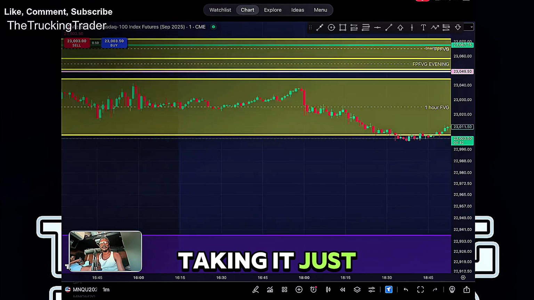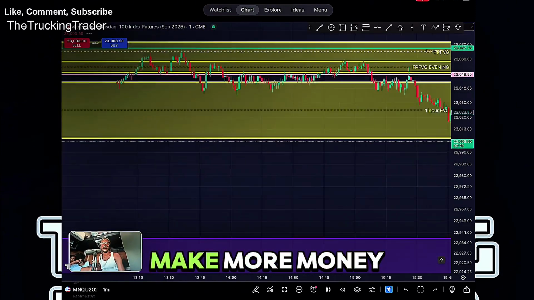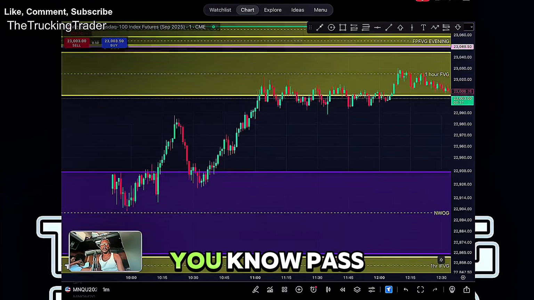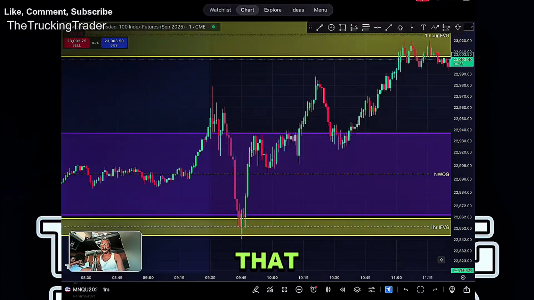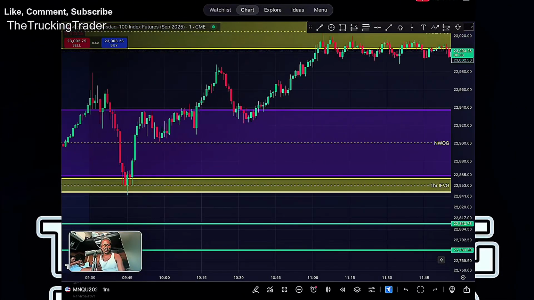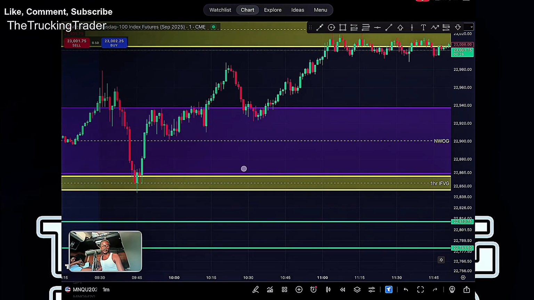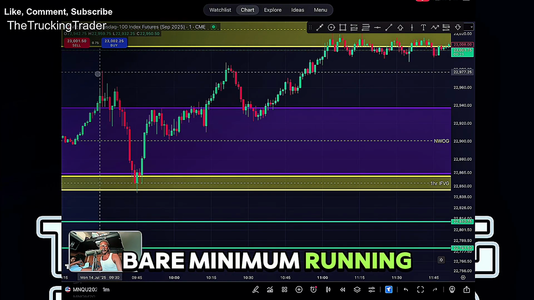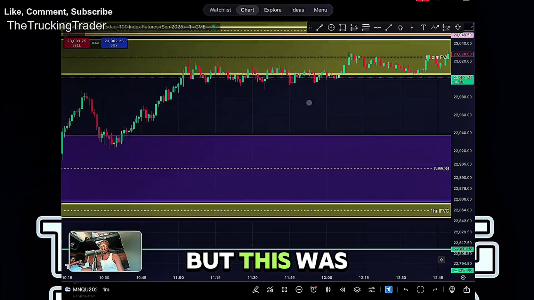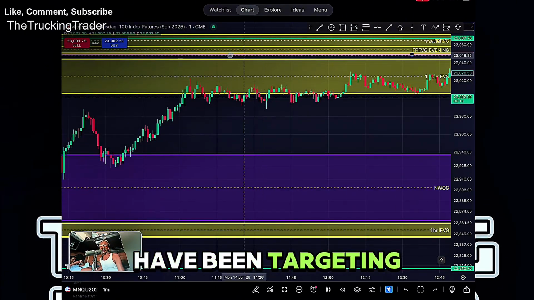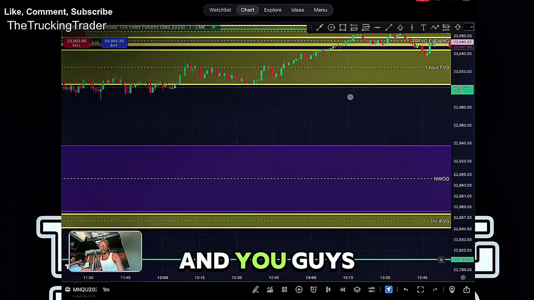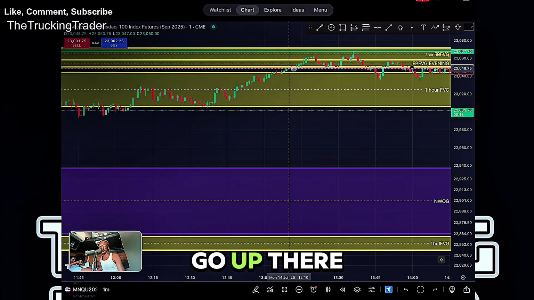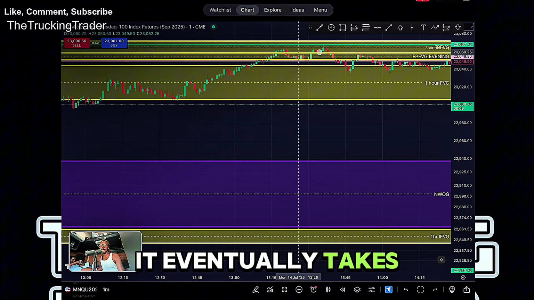I wasn't just taking it because I wanted to be greedy and make more money or pass my challenge faster or anything like that. I was still bullish on the day, even though I did take the sell first. So I was taking this buy with the idea of, at the bare minimum, running out this swing high right here. But this was the ultimate swing high I would have been targeting right here. It's this pink line. And you guys can see eventually the market does go up there around 1 o'clock, almost near 1:30. It eventually takes that.